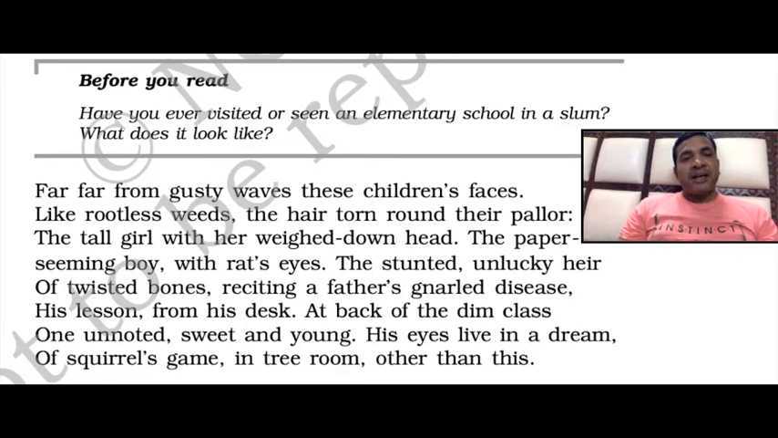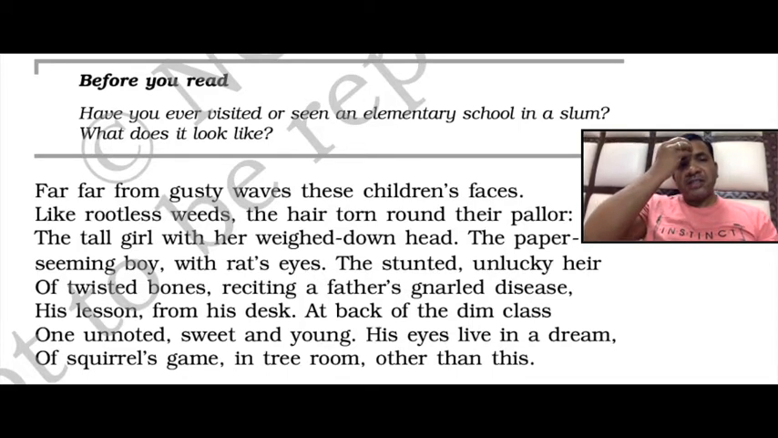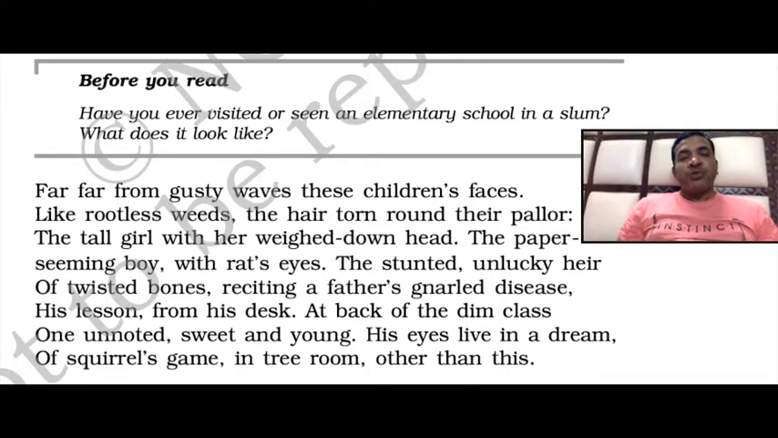तो poet क्या कह रहा है कि इन बच्चों के चेहरे जो हैं वो gusty waves से बहुत दूर हैं. Gusty waves का मतलब कि एक अच्छे atmosphere से, एक खुली हवा से बहुत दूर हैं. Like rootless weeds, their hair torn round their pallor. So pallor means faded face. So their hair is scattered upon their face like rootless weed. So that is what the poet wants to say here.